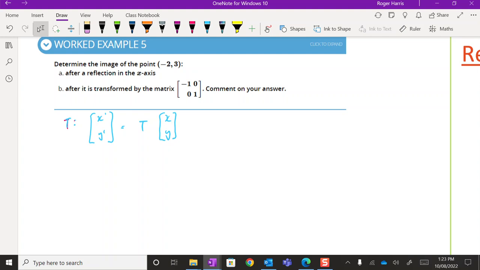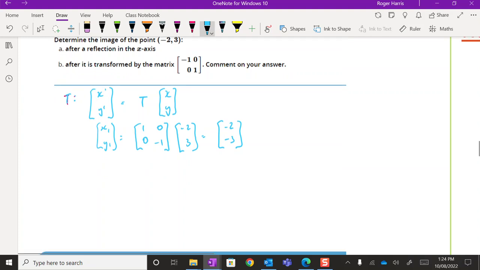So our image x1, y1 is going to be found by multiplying the matrix, and I'm just reading that straight off the formula sheet. The matrix for a reflection in the x-axis is multiplied by whatever's being transformed, and we get the resultant. In this case, it's -2, 3, -3. Okay, straightforward. That's A. And then B is after it's transformed by the matrix.